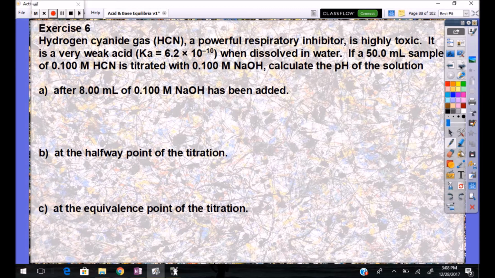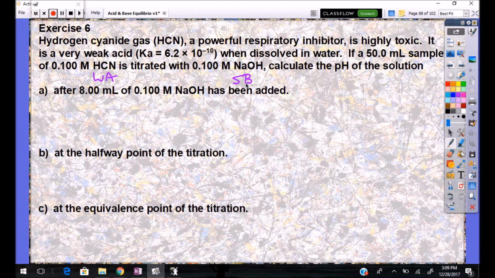Exercise 6. This one's looking at hydrogen cyanide gas. I like this problem a lot because it incorporates both the buffers and some of the weak acid equilibria stuff that we've done, and even some of the salt stuff we've done. It's a good culminating problem where it has all the different parts here. Okay, so it says we have a very weak acid, and we have our sample titrated with a strong base. So we've got weak acid, strong base.